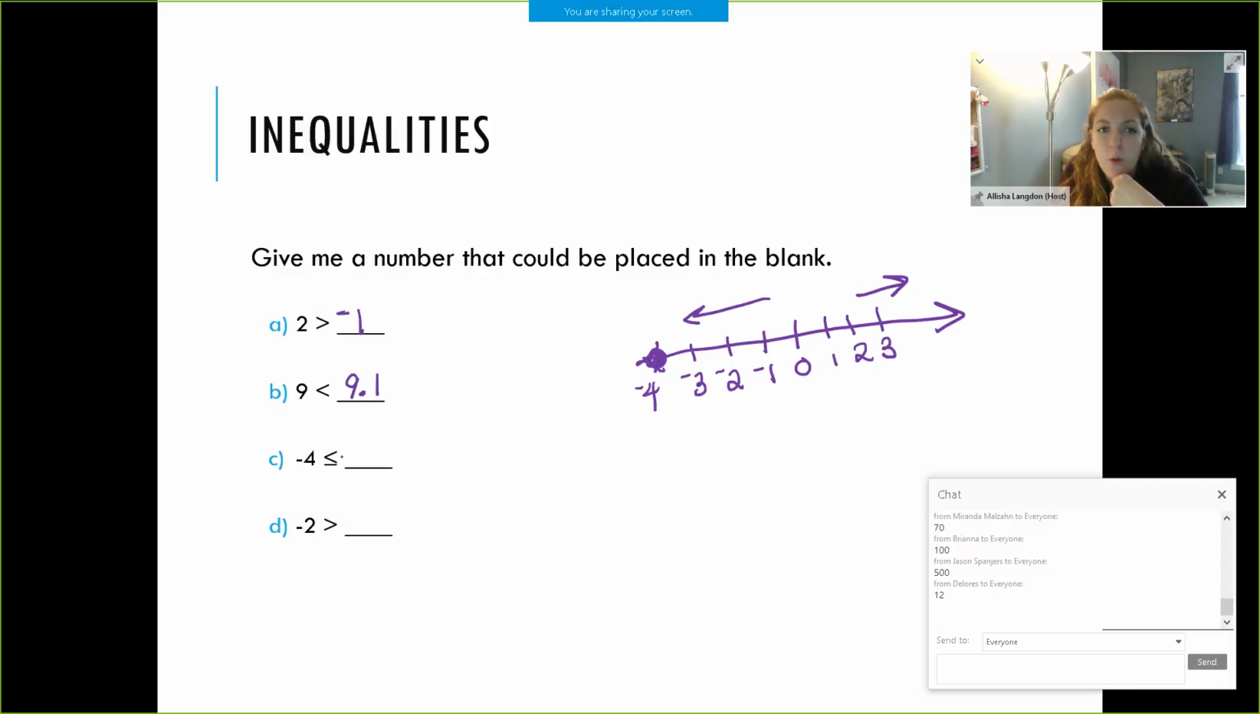And we want to know -4 is less than or equal to what number? What number could I put here? I could put -4, you bet, because that line underneath indicates that the two sides could be equal. What other number could I put here?